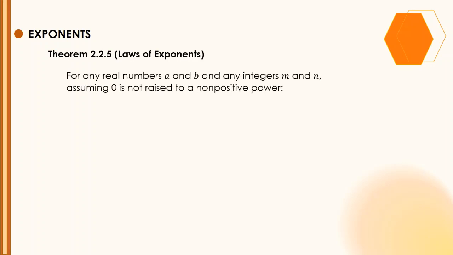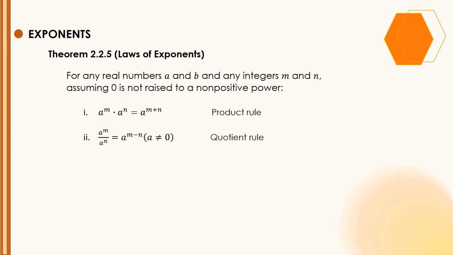Theorem 2.2.5 Laws of Exponents. For any real numbers a and b and any integers m and n, assuming 0 is not raised to a non-positive power. Number 1, a to the power of m times a to the power of n is equal to a to the power of m plus n. This is what we called product rule. So, pag pareho ang base, tas multiplications, copy the base and add the exponent.